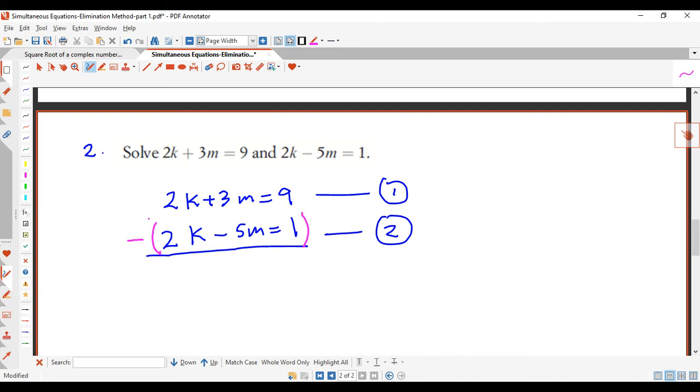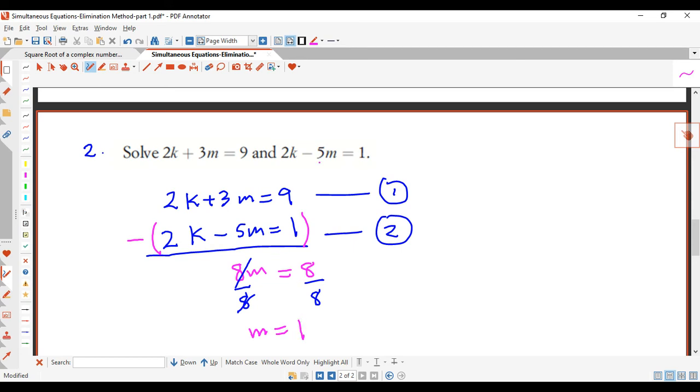Okay, so 2k minus 2k is nothing. 3m minus 5m is 8m, right? The two minuses combine to make a positive. And 9 minus 1 is 8. Okay, from that point, I'm going to then divide by 8 both sides, right? Cancels. And then that should give me m equals 1. Okay, now that's my m value.